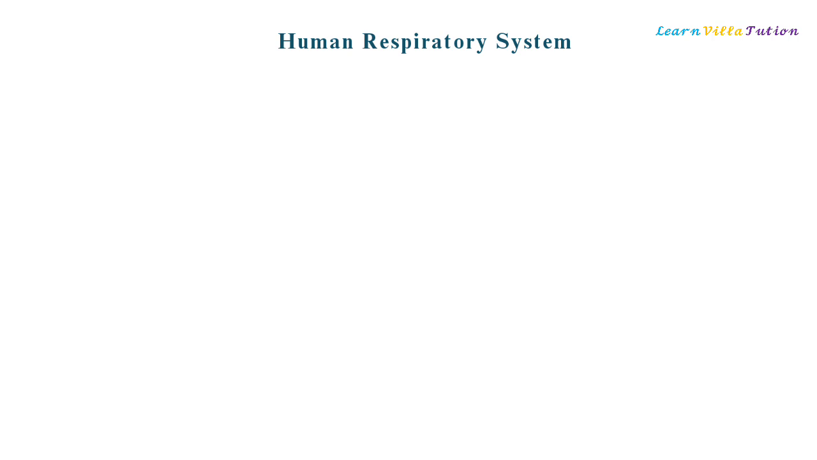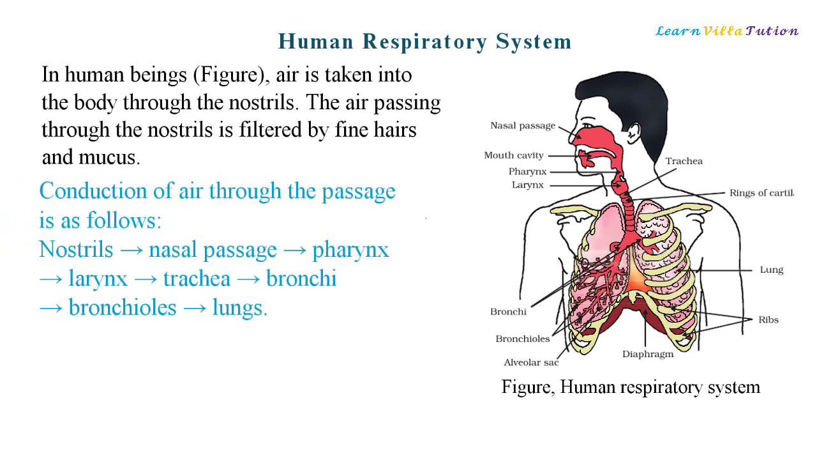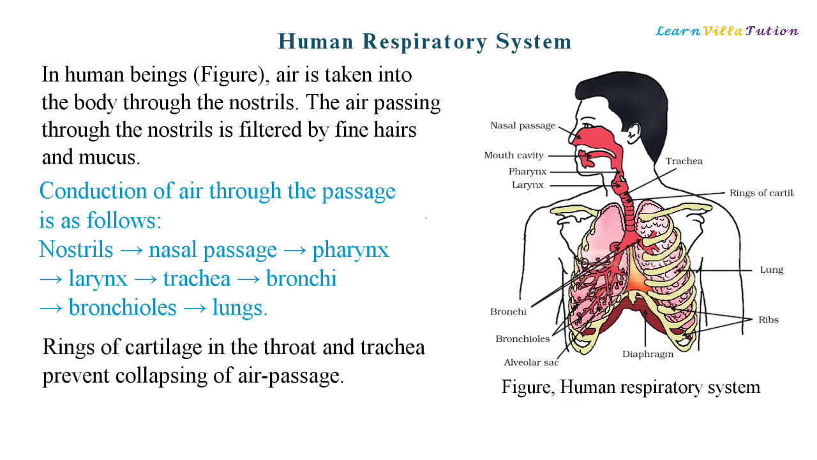Human respiratory system. In human beings, air is taken into the body through the nostrils. The air passing through the nostrils is filtered by fine hairs and mucus. Conduction of air through the passage is as follows. Nostrils, nasal passage, pharynx, larynx, trachea, bronchi, bronchioles, lungs. Rings of cartilage in the throat and trachea prevent collapsing of air passage.